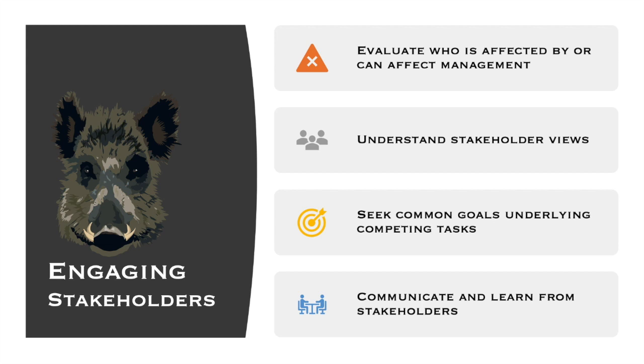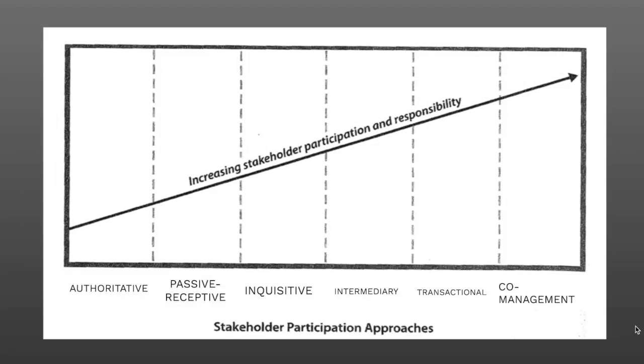And fourth, communicate and learn from stakeholders. There is a wide variety of stakeholder engagement strategies, each increasing in magnitude of stakeholder participation and responsibility. At the lower end of the scale, we have authoritative strategies, which do not involve stakeholders at all, often alienating them.